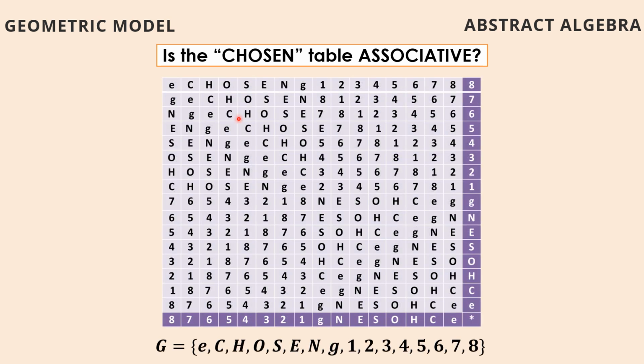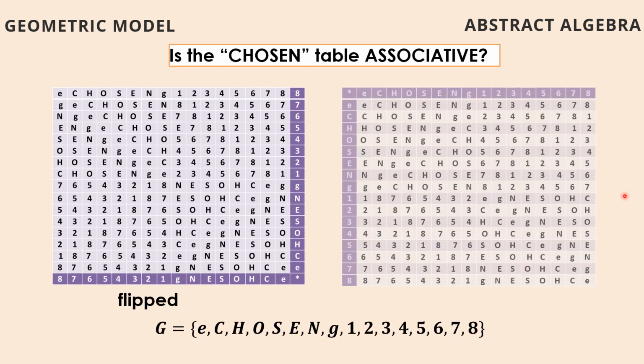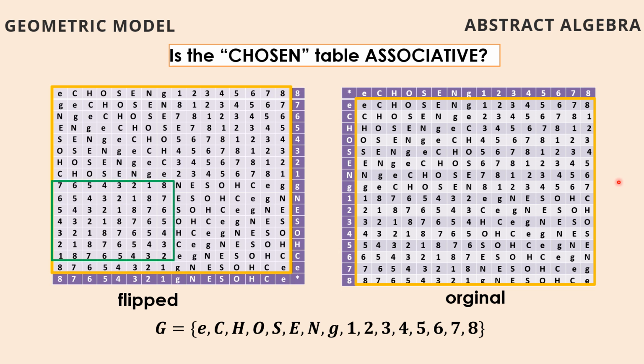So this is the flipped table. Now let's compare this flipped table to the original table. This is the flipped table and the other one is the original table. As we can observe, some of the elements are identical to the original table, but not all. The elements inside the green box, yellow box, and blue box are the elements that are not identical to the original table.